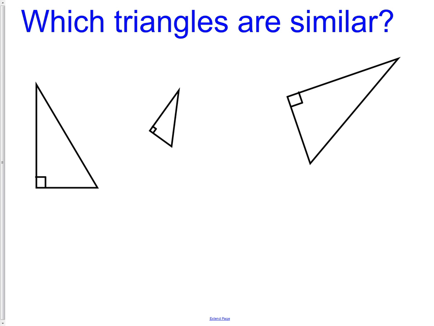Which triangles are similar? They all have right angles, right? None. Just because they're right triangles does not mean that they are similar. We need more information than that. We have no similar triangles in this picture.